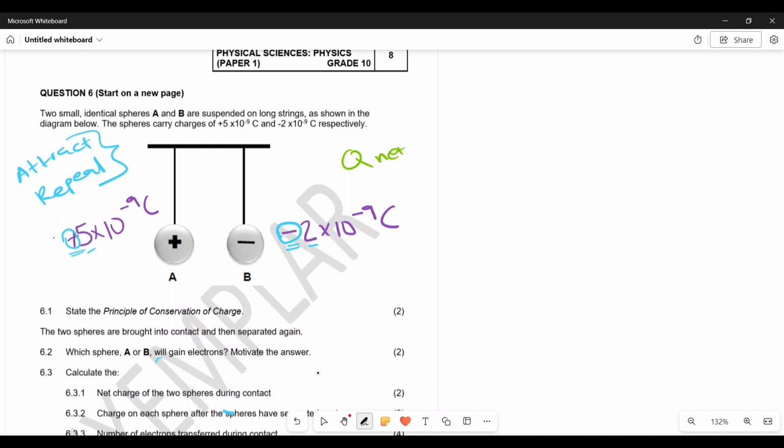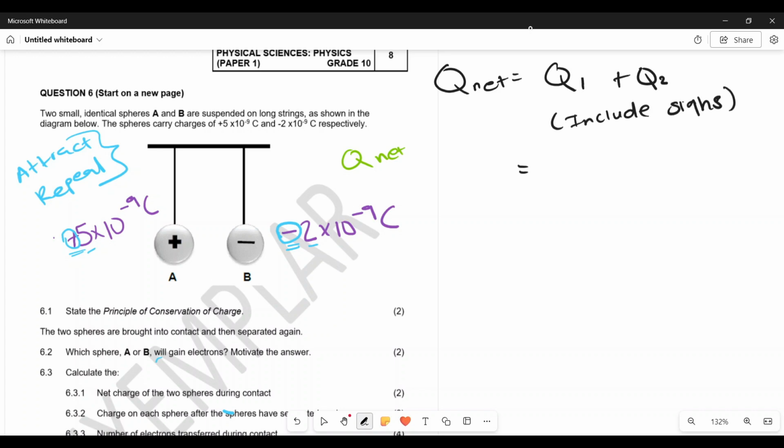Now, 6.3.1, calculate the net charge of the two spheres during contact. Now, how do you go about calculating your net charge? So basically, the formula for your net charge will be equal to the addition of your two charges, right? Q1 plus Q2. Now, it's important for you to note that when you're calculating your net charge, you would include your signs.